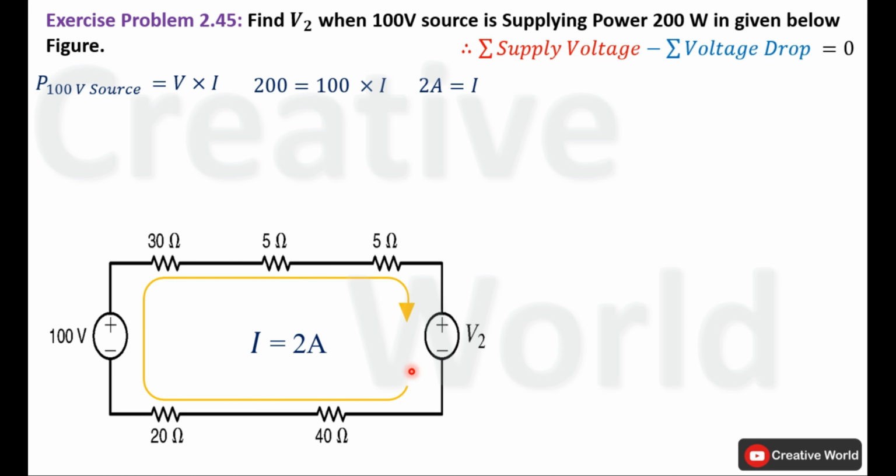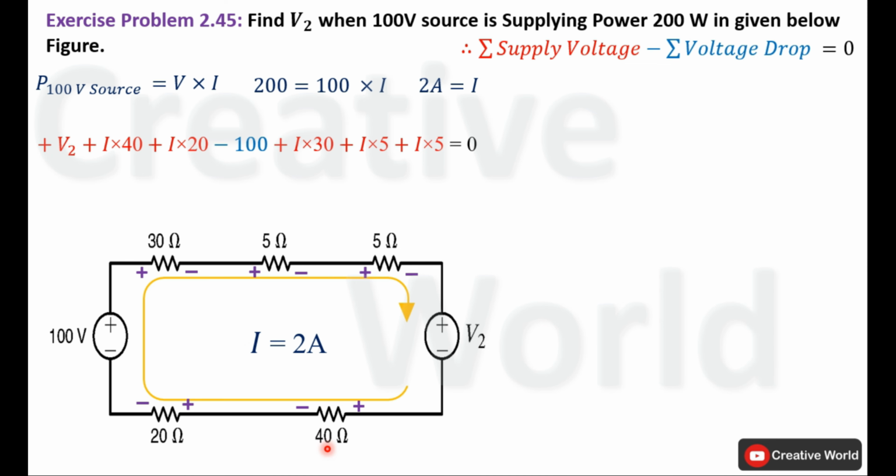Now the second step is to make polarity notations across resistive elements according to the direction of current. We know that according to passive sign convention theory, current entering terminals are taken with positive sign and current leaving terminals are taken with negative sign. Now write the KVL equation for this closed loop. Start from V2, current entering terminal is positive, so V2 will be taken with positive sign.